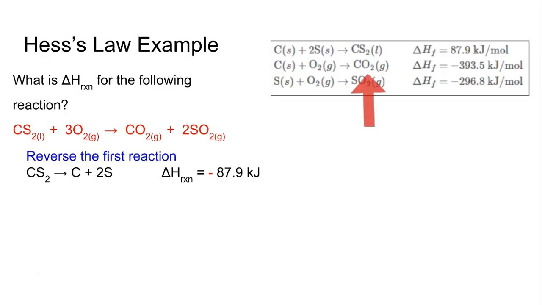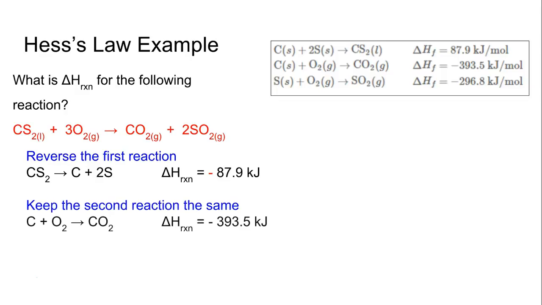In the second reaction, CO2, which is on the product side in the original reaction, is also on the product side in the final reaction. It also has a coefficient of 1 in both reactions, so we're not going to do anything with that. We're going to keep the second reaction exactly the same, which means that its delta H stays exactly the same.